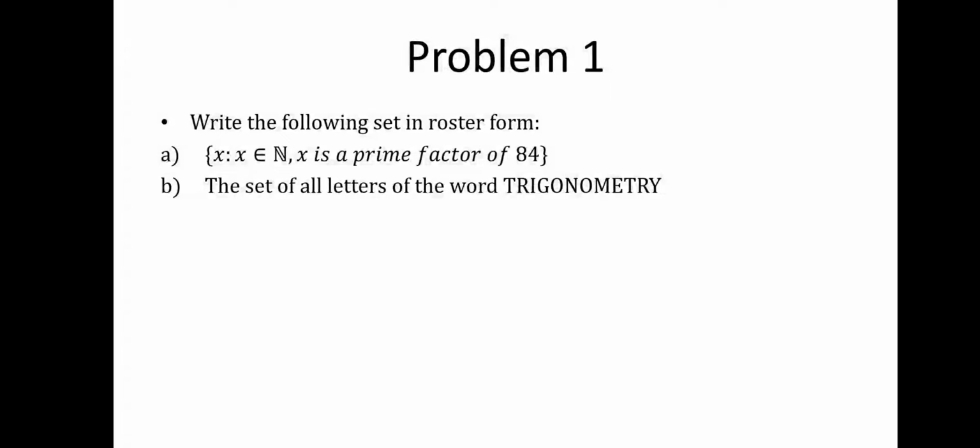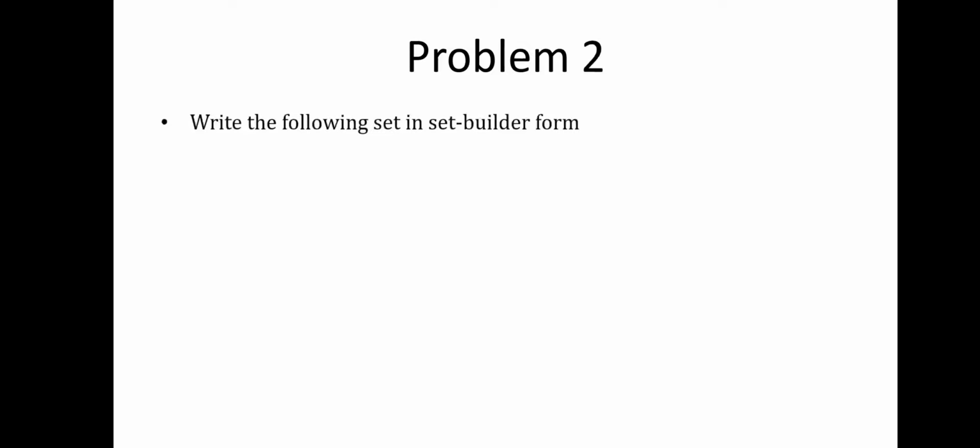I think I need not tell you how to do this. First one, x is 2, 3, 7. If you go through the different factors of 84, you will find that there are only 3 prime factors of 84, that is 2, 3 and 7. Next, trigonometry. Obviously I have to enlist the distinct letters, being T, R, I, G, O, N, M, E, Y, and that is the set. Done. Next, problem number 2: write the following set in set builder form.